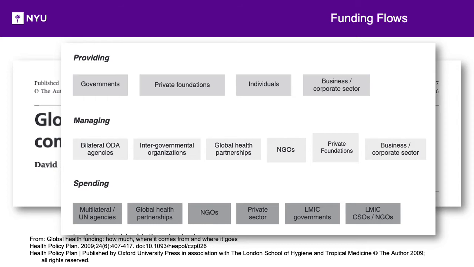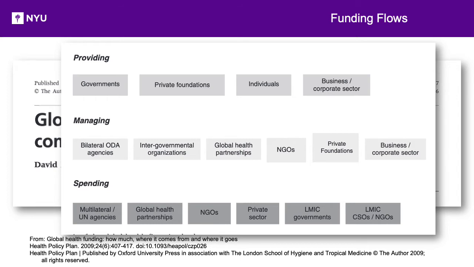The first strata are organizations that provide funding. This strata contains governments, private foundations, individuals, and businesses or the corporate sector. These institutions or foundations, of course, provide specific monetary funds to support various endeavors in the global health space.